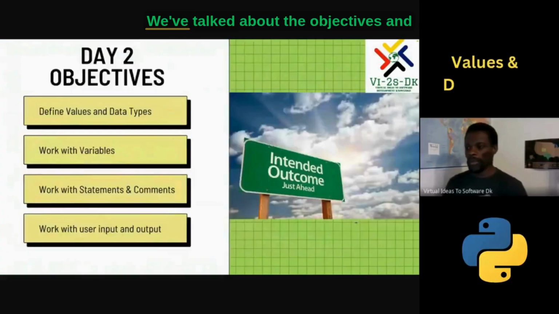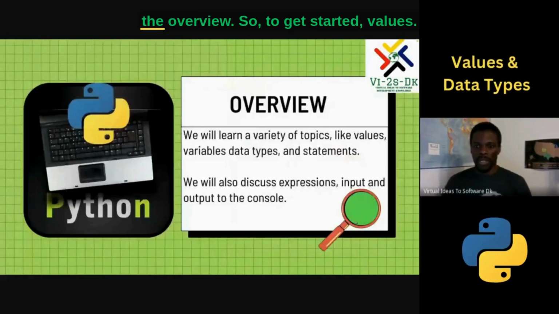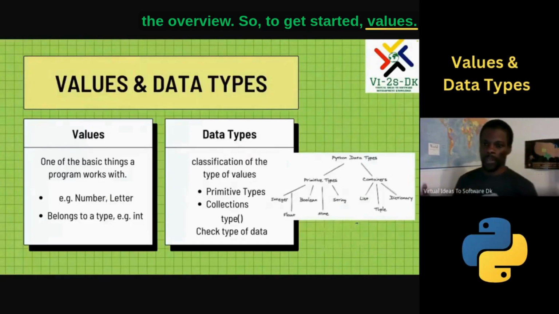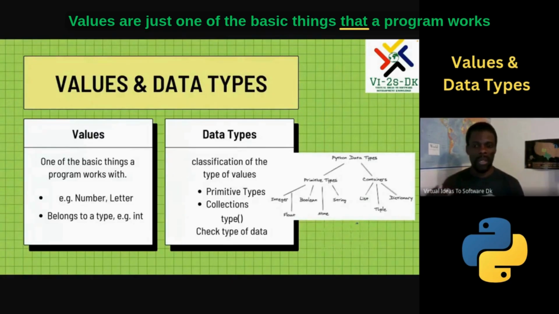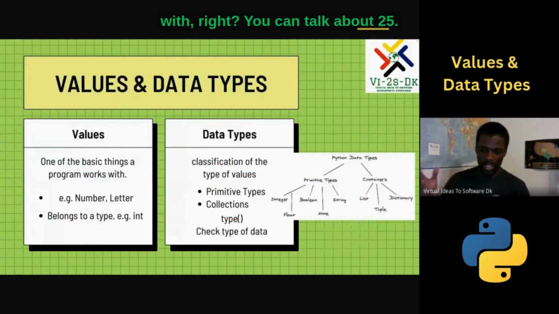Good. So let's proceed. We've talked about the objectives and the overview. So to get started, values. Let's talk about values and data types. What are values? Values are just one of the basic things that a program works with, right? You can talk about 25. 25 will be a value.